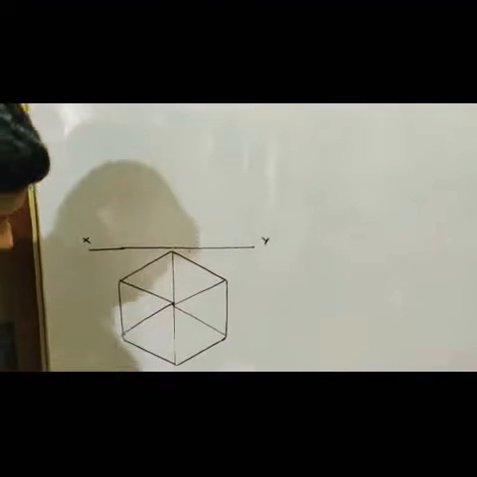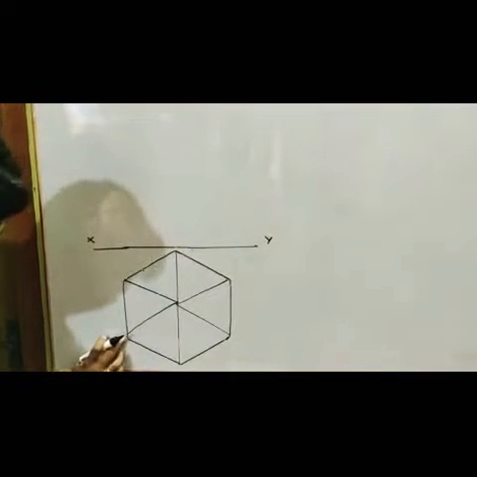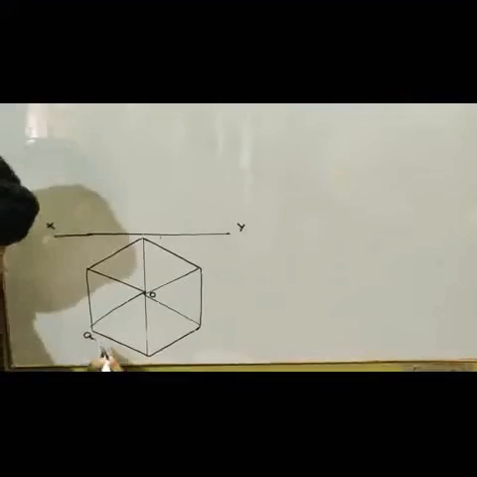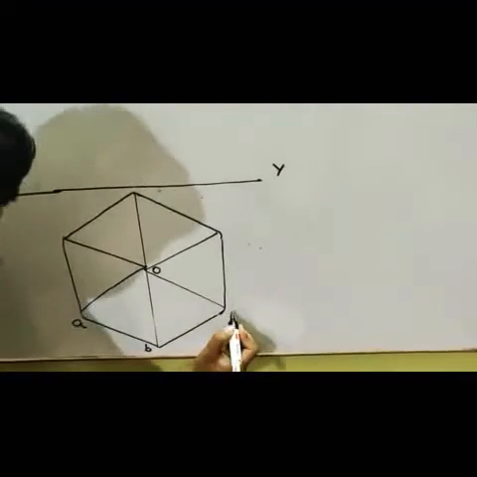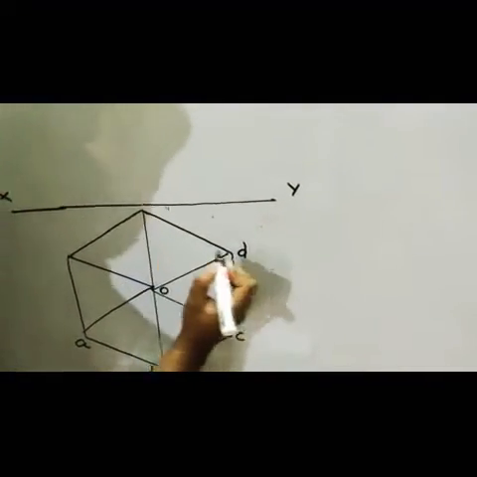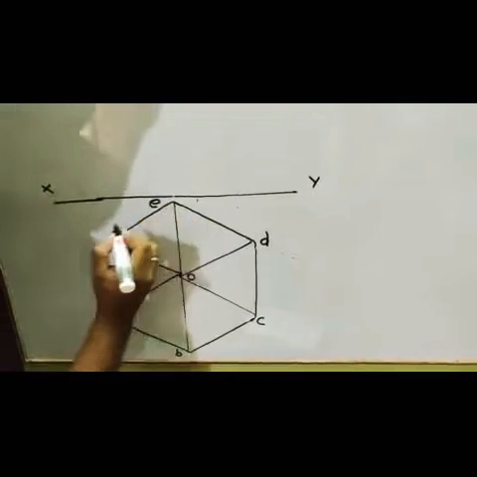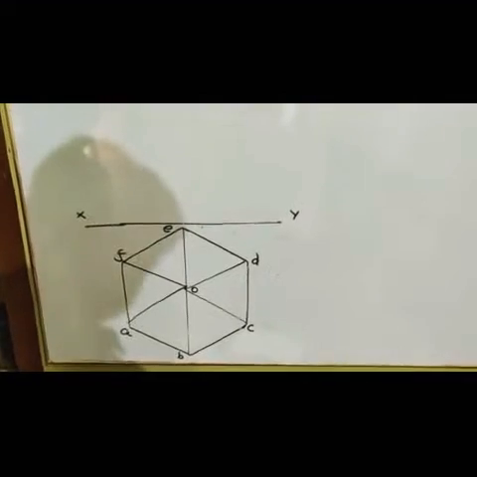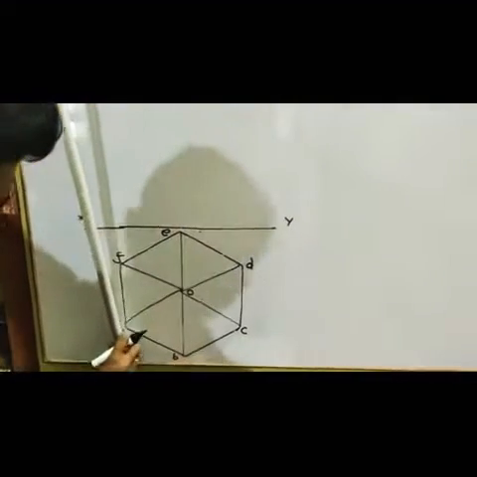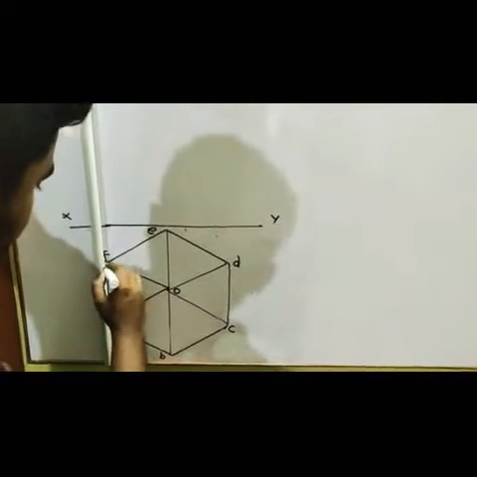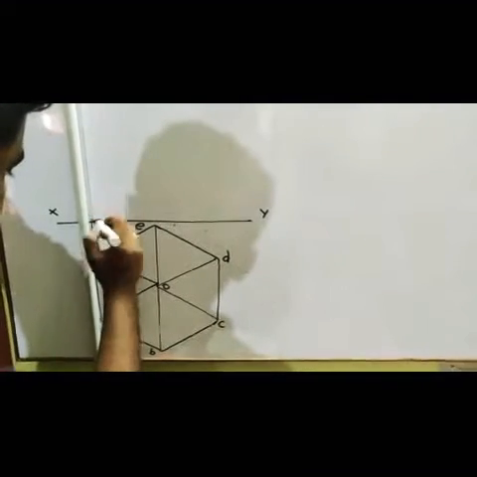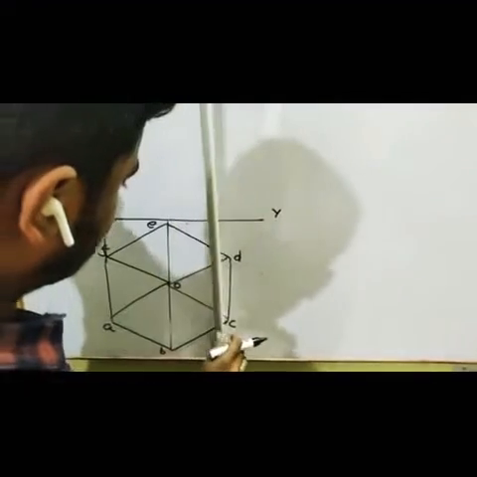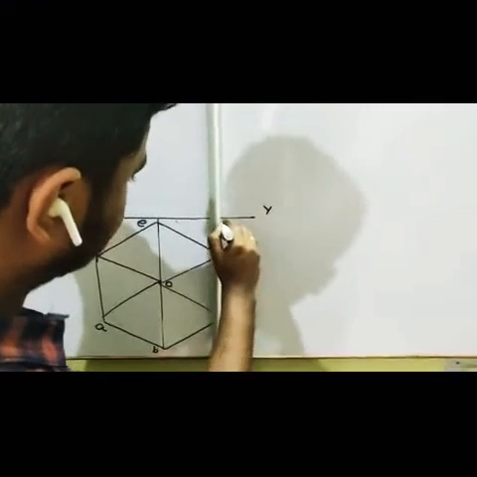Right? So I'm going to give a name like this. So this is your O, center, A, B, C, D, and this is your E, and this is your F. Right? So now what I'm going to do is make the projectors from all the points, and it is joining here.